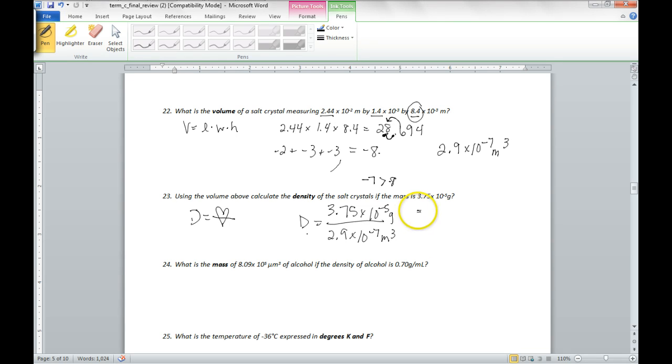I get 1.293. We have 2 sig figs, so our answer can only have 2 sig figs. So we can go ahead and round that, so it's going to be 1.3. And then we have negative 5 plus 7 gives us 2 times 10 to the second. It's going to be grams per meter cubed. Remember, the reason it's to the second is because if I have a negative 5 and I'm subtracting a minus 7, this changes to a plus.